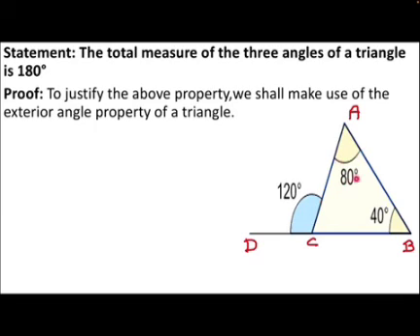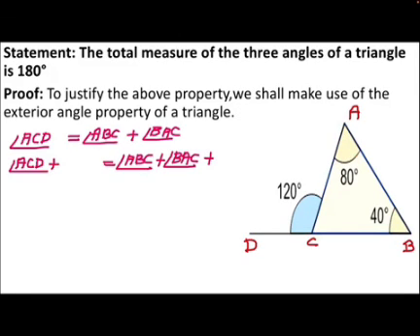Now, we have to prove that angle A, angle B plus angle ACB, that is this angle, let us see what this angle is, to prove that the sum should be equal to 180 degrees. Okay. So, for this we are making use of exterior angle property. Now, angle ACD equals angle ABC plus angle BAC. All of you agree. What are we talking about? Angle ACD is equal to angle ABC plus angle BAC. That is this angle. All of you agree. Okay.